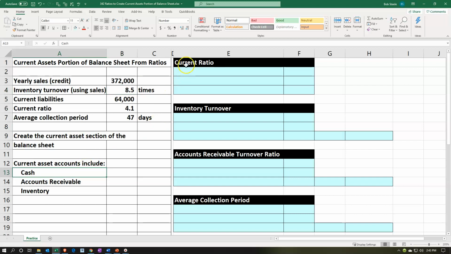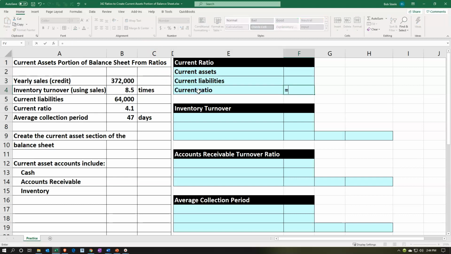So for example, let's start with the current ratio, because if I look at these ratios, the current ratio is probably the one that comes to my mind the easiest. That's one of the first ratios people start to learn because it's very common and very useful. And that's going to be the current assets divided by the current liabilities. Current assets over current liabilities. That's going to give us, of course, the current ratio. So we know what the current ratio is because they gave us this 4.1.